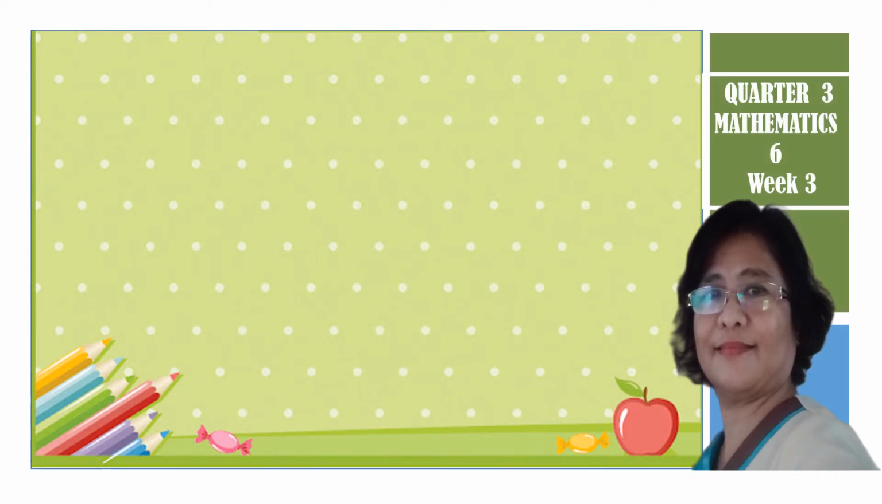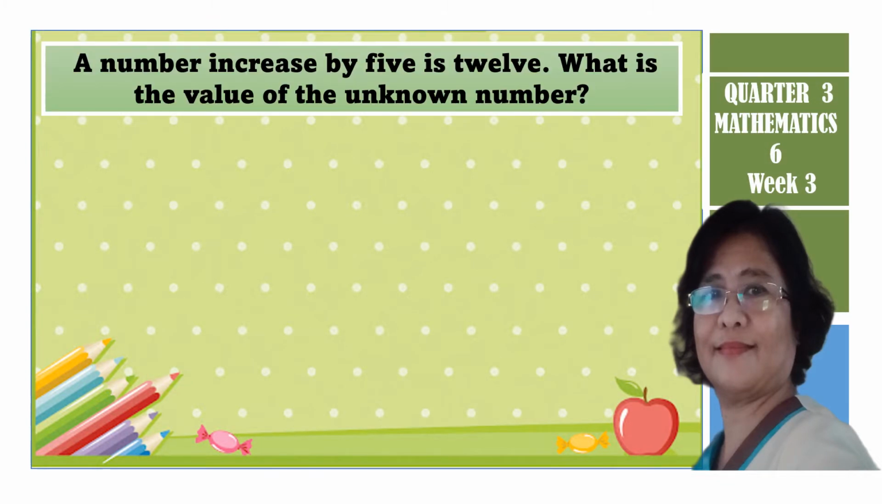Problem number 1. A number increased by 5 is 12. What is the value of the unknown number? First thing to do is to identify the word phrase and the variable and translate it into a numerical expression. We have increased by for addition. For the variable we have x, 5 for the constant, is for equal, and another constant number 12.